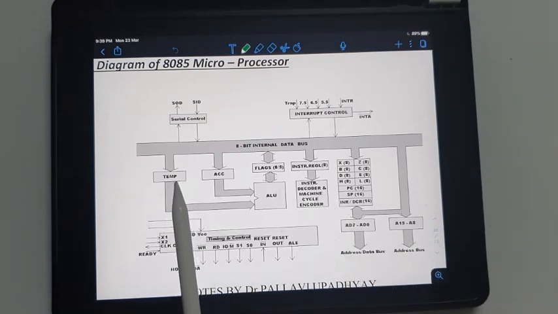Here, this is a temporary register, which is a scratch pad memory for the microprocessor, where the microprocessor carries out its rough work. It's not accessible by the user. It's not programmable. It will be used internally by the microprocessor. That is why it is also called a scratch pad memory.